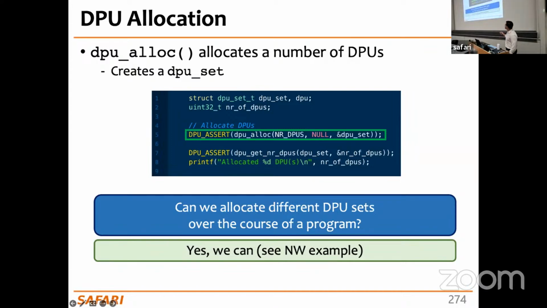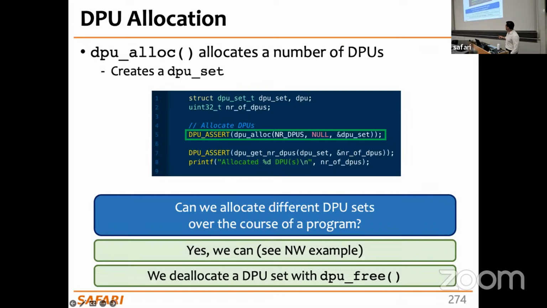So you can allocate different DPUs in the course of the program. You can have this, for example, in a loop, and you can allocate and deallocate as you go. And you deallocate DPUs using the DPU free, which is the equivalent of the DPU alloc, and then you pass the DPU set.